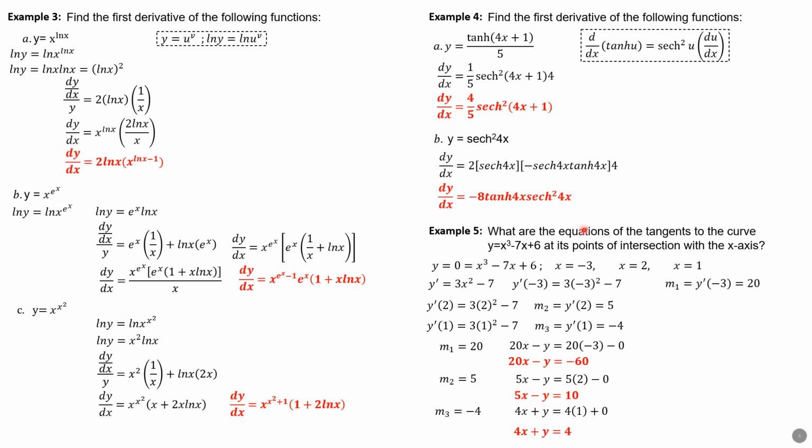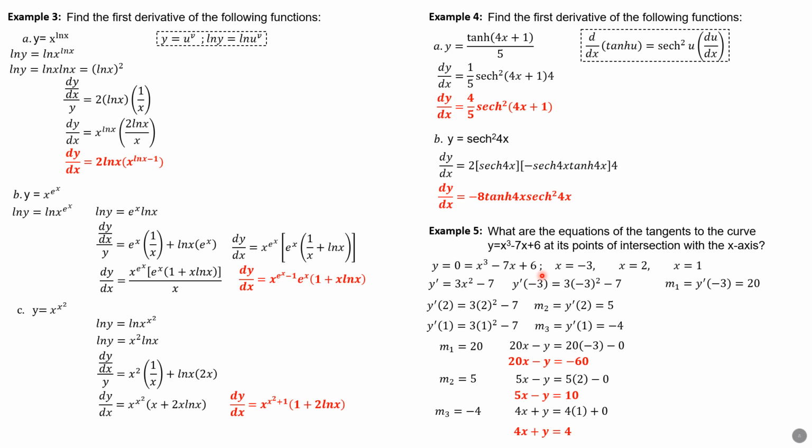So if there is a curve and the curve intersects the x-axis, note that the y value there is 0. So the value of y is 0. So equating y to 0 to find the points where the curve, this cubic, crosses the x-axis. So 0 equals x cubed minus 7x plus 6.